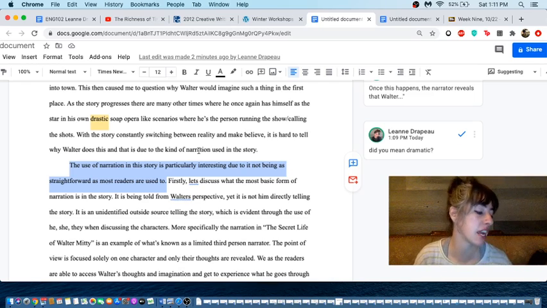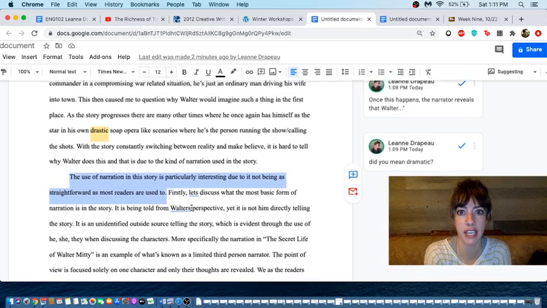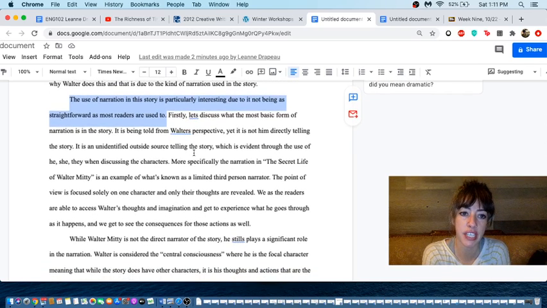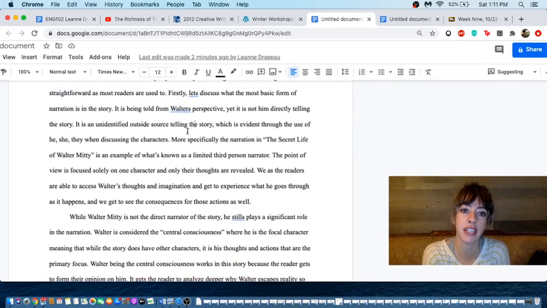And then our next topic sentence, we've got, "That's because it is not straightforward narration. First, let's discuss what the most basic form of narration is in the story. It is being told from Walter's perspective, yet it is not him directly telling the story." Great. So now we get a definition of the kind of narration.